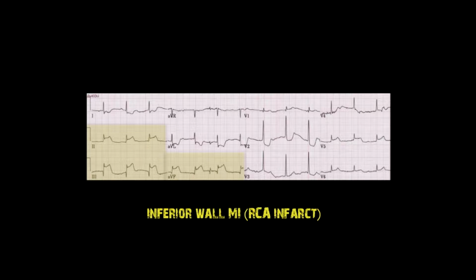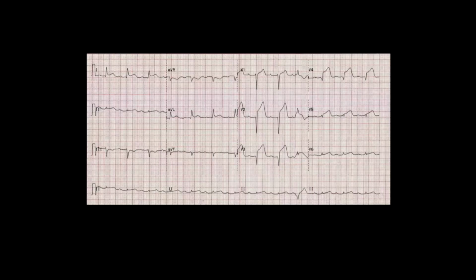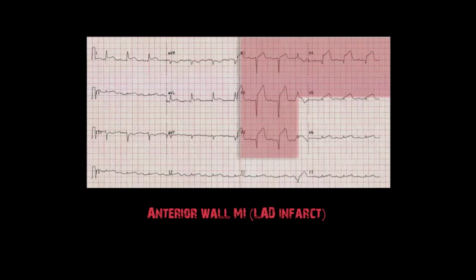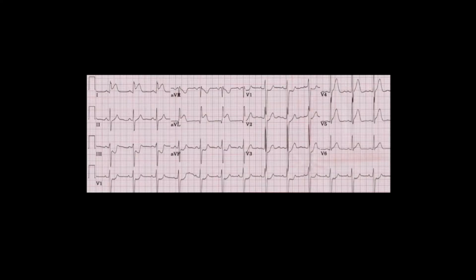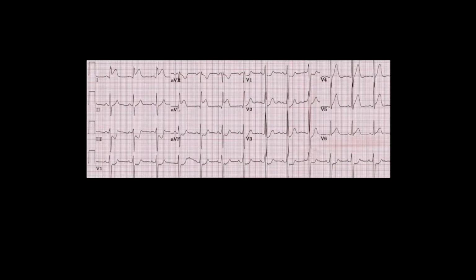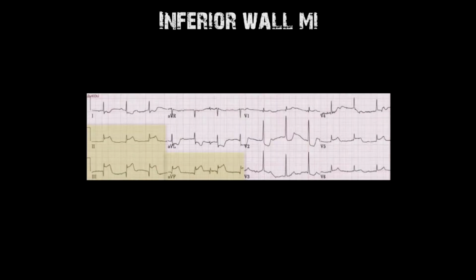Where do we see contiguous ST elevations in this EKG? In the precordial leads, V1, V2, V3, V4, which correspond to the anterior and anteroseptal walls. Here we see this highlighted in red. Where do we see ST elevations on this EKG? In 1, AVL, V5, and V6, which correlate to the lateral wall. Here we see that the lateral wall is likely to be involved, which is generally supplied by the left circumflex artery.